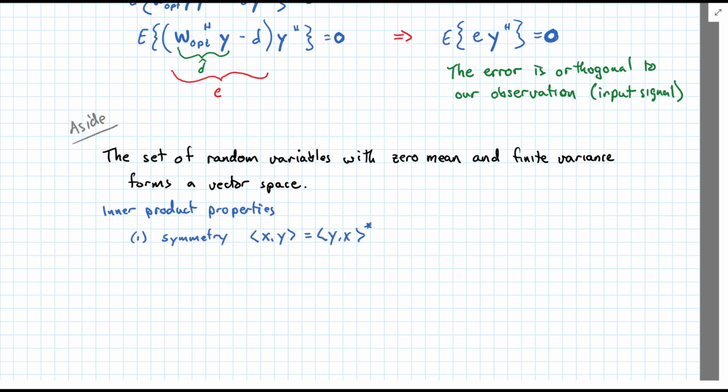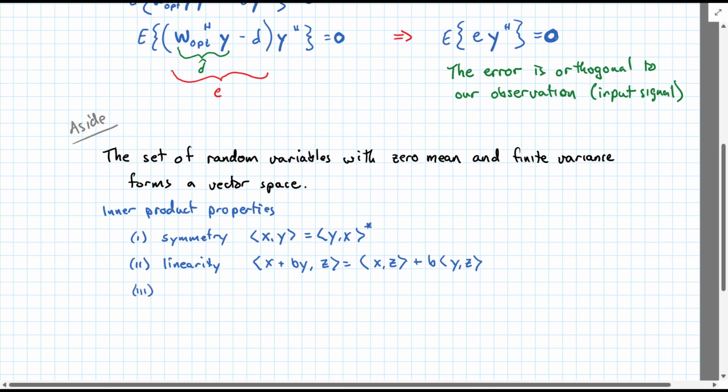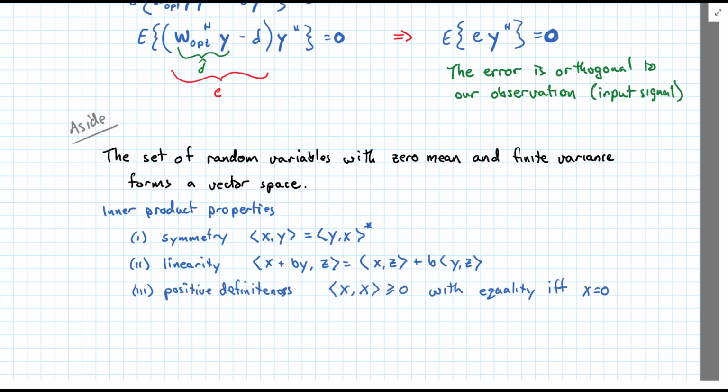The first is symmetry. That is, the inner product of x with y is equal to the conjugate of the inner product of y with x. Of course, if they're real, that conjugate goes away. The second is linearity. And this is similar to the linearity we've seen with, say, expectations. That is, the inner product of (x plus by) with z can be factored out just as you would with regular sums and product operations in parentheses. The next is positive definiteness. That is, the inner product of x with itself is always going to be positive unless x itself is 0.